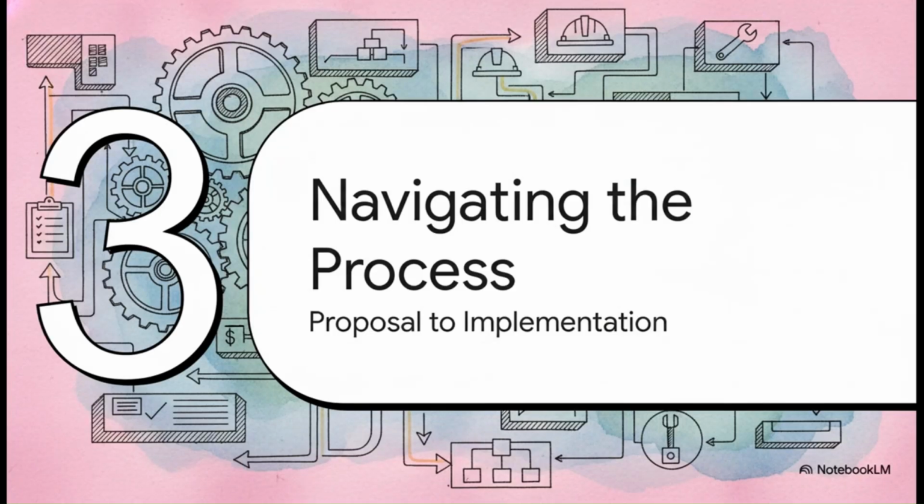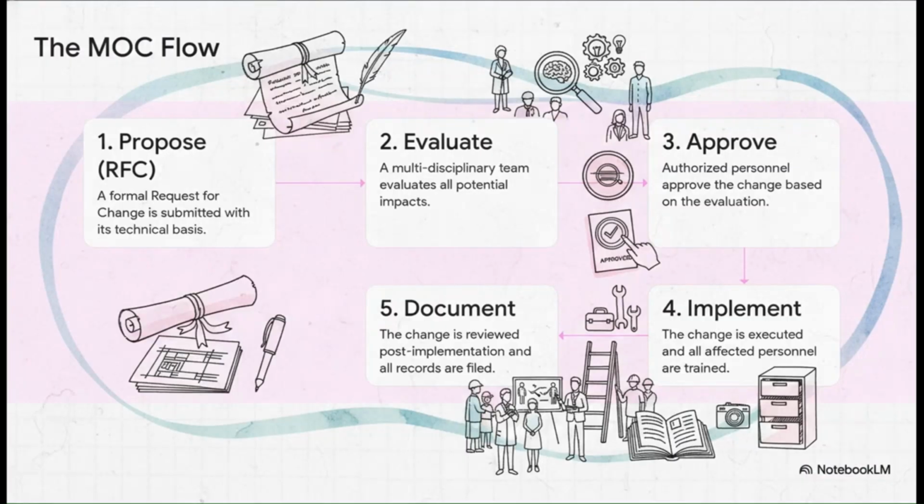Okay, so we know what qualifies as a change. Now let's walk through how the system actually works, from start to finish. Generally, you're looking at 5 main stages. It all starts with a formal proposal, often called a request for change, or RFC. Then comes the real heart of the matter, the evaluation. If the team decides the change is safe to proceed, it goes up for approval. After that, it gets implemented, and this is key. That includes training for anyone affected. And finally, the whole thing gets reviewed and documented so you have a record.